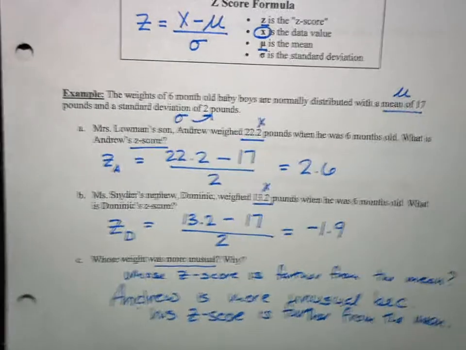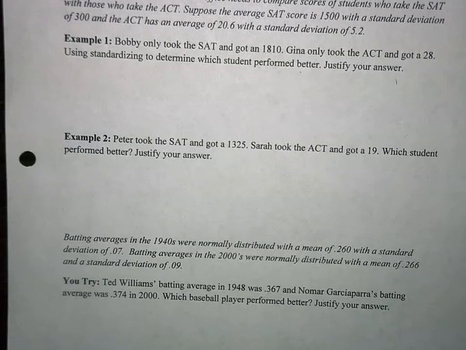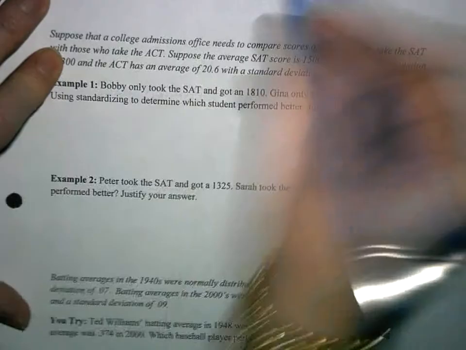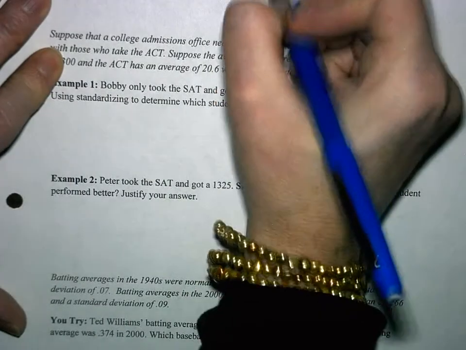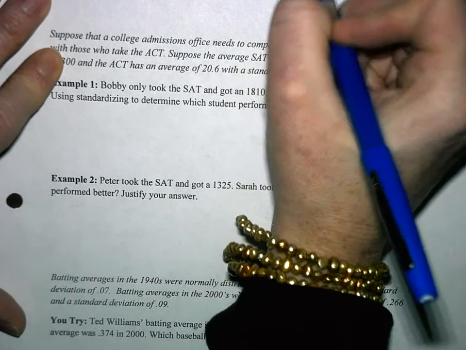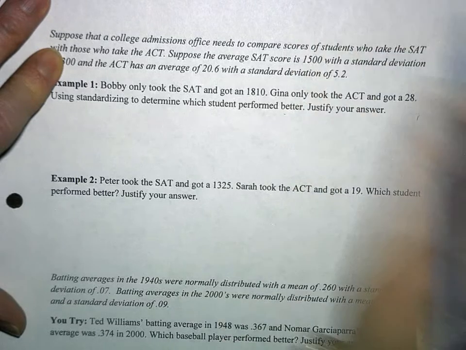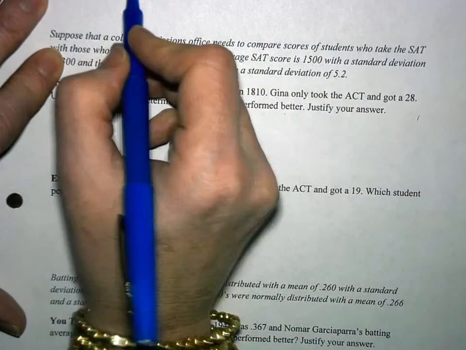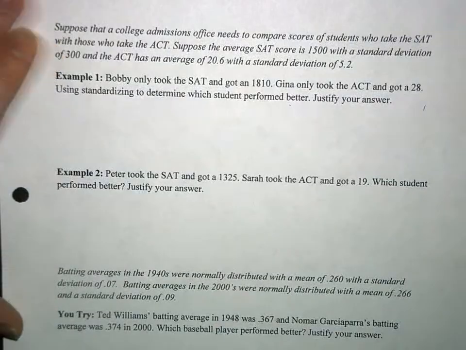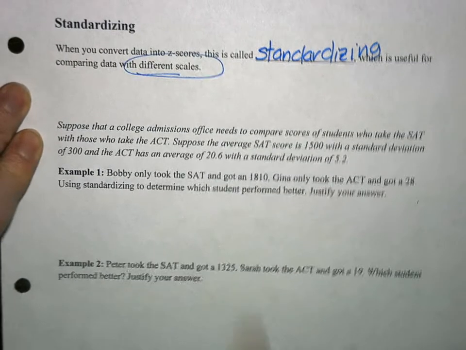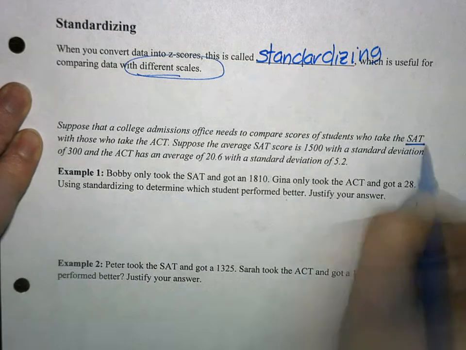Okay. So what value are these z-scores? Well, let's talk about what we do with z-scores. We need z-scores when we need to standardize. Okay, there's a perfect example coming up. When you convert data into z-scores, this is called standardizing. Which is useful for comparing data with different scales.